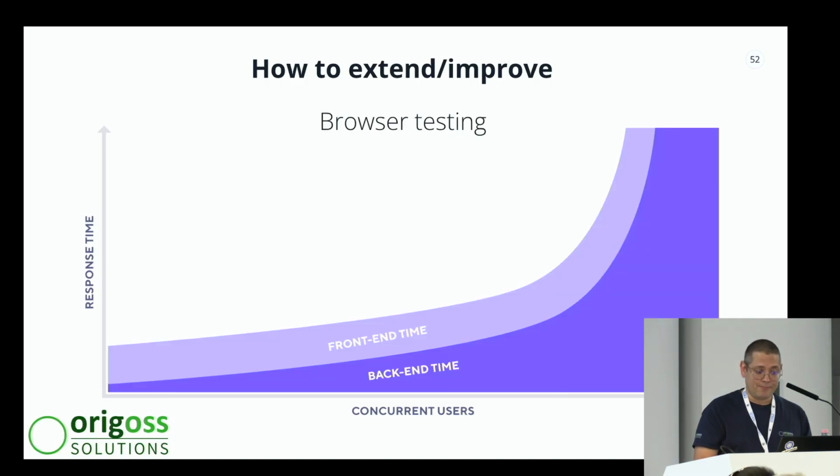Browser testing: I brought this diagram from the Grafana K6 website. I was focusing on the backend time because the front-end time doesn't change with the increase of the concurrent users. So that's why we were focusing mostly on that. But K6 has a front-end, or browser, load testing or performance testing tool. If you're interested in that topic, you should go and check it out.